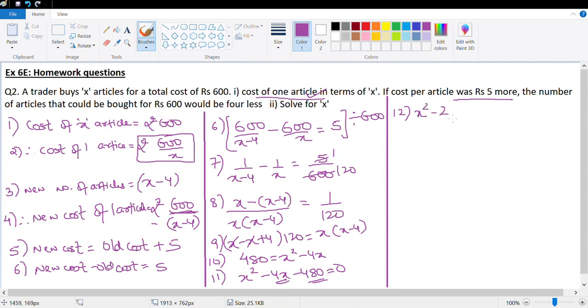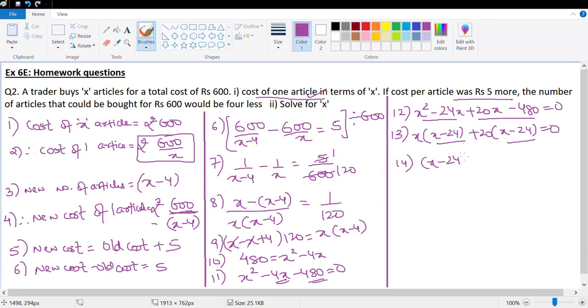So x square minus 24x plus 20x minus 480 is equal to 0. Grouping it the way I have underlined, x times x minus 24 plus 20 times x minus 24 is equal to 0. X minus 24 is common. So this is x minus 24 times x plus 20 is equal to 0. This gives us x is equal to 24 or x is equal to negative 20.